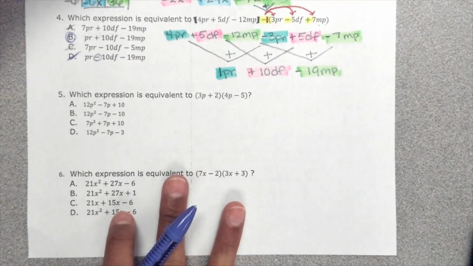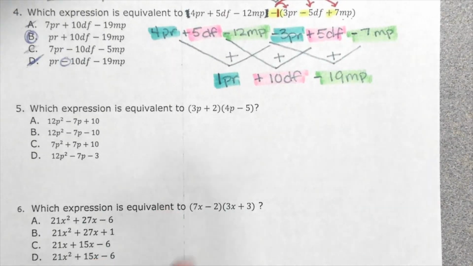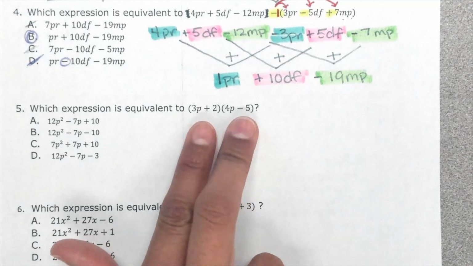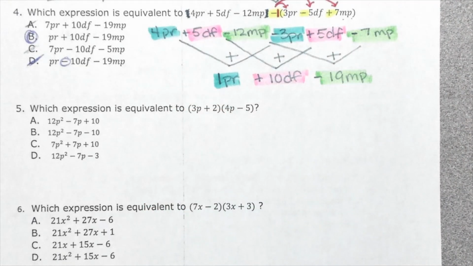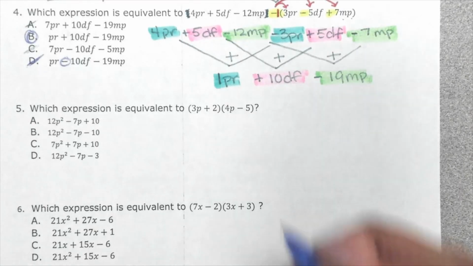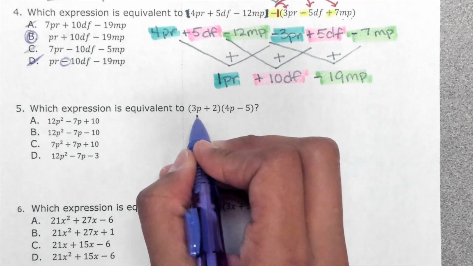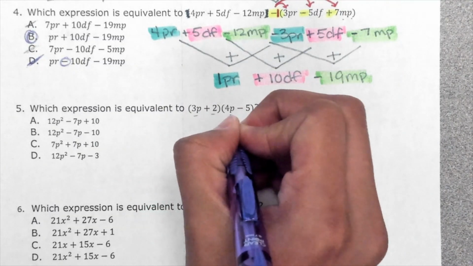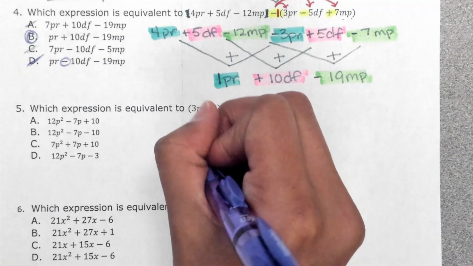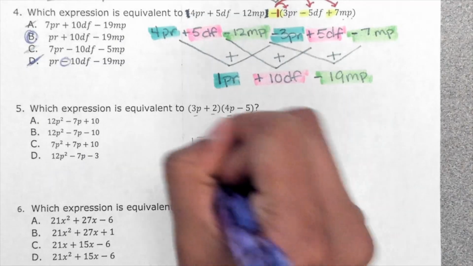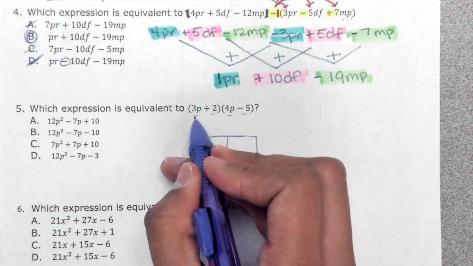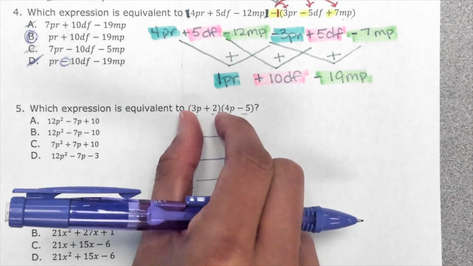Moving on to number 5, it says which expression is equivalent to this one here. So these two are squished together, which means that these two are multiplying each other. These are binomials, and they're multiplying. So when we multiply binomials, we're going to make a box, and this is 1 term, 2 term, times 1 term, 2 term. So we need a 2 by 2 box. Doesn't matter which side you put it on.